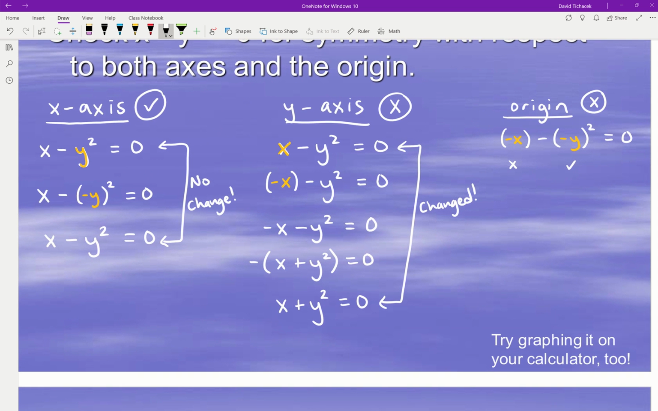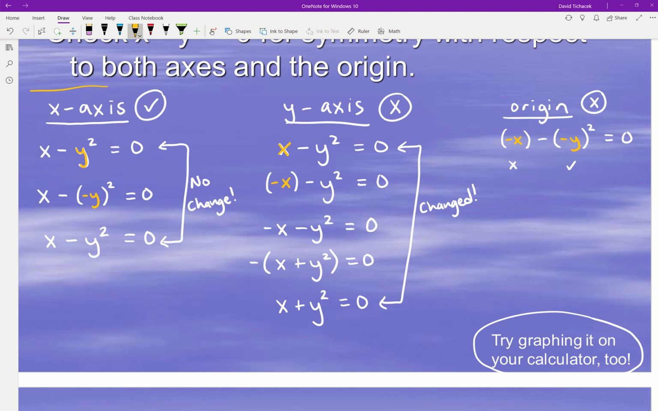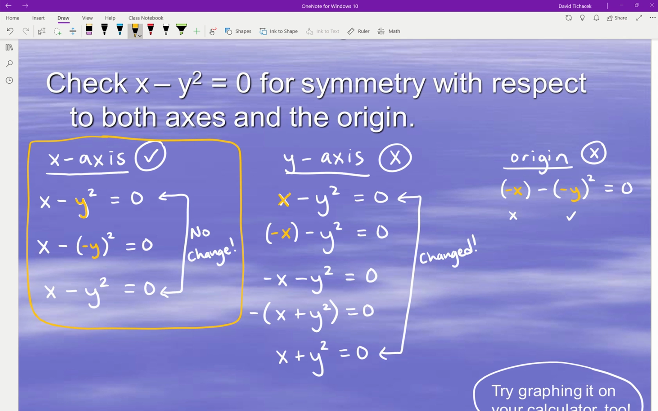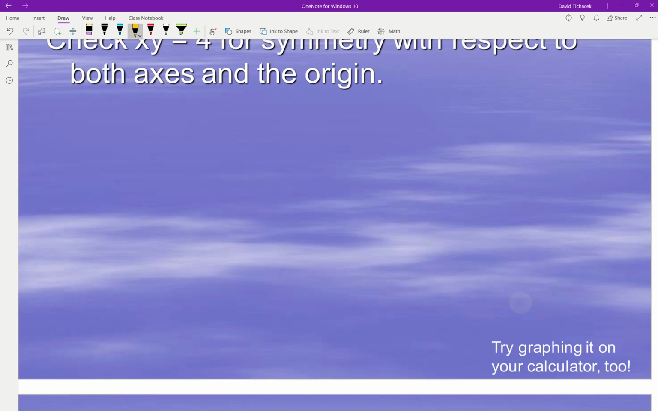And if you wanted to, you can go ahead and use a graphing calculator and graph this equation and see for yourself that it will definitely have this x-axis symmetry in it, but it will not have the other two. I'll leave that for you guys to do if you like. But let's go ahead and take a look at another example of that.